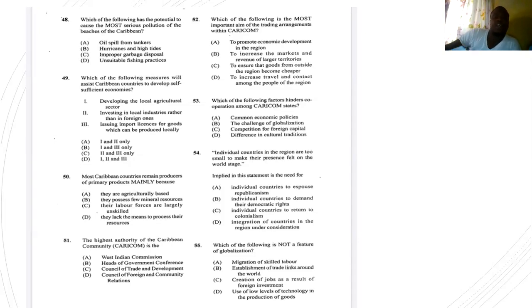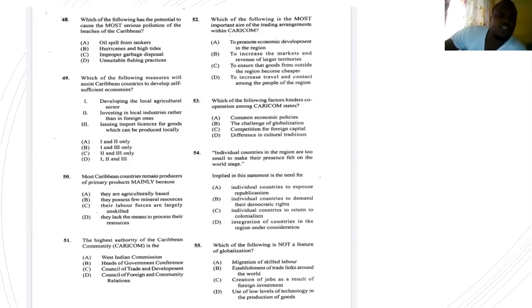Issuing import license for goods which can be produced locally. No, you know, so that one is actually incorrect, because looking at it now, I'm looking at the word issuing. If you're issuing import license for goods which can be produced locally, no, that is not going to help countries to become self-sufficient, because if you're going to give import license to goods that can be produced locally, it means that those goods, when they are imported, are going to give the local goods competition, right? So 3 is out. So it's 1 and 2. So the answer for 49 is A, 1 and 2, developing the local agricultural sector, and investing in local industries rather than in foreign ones. Right, so 49 is A.